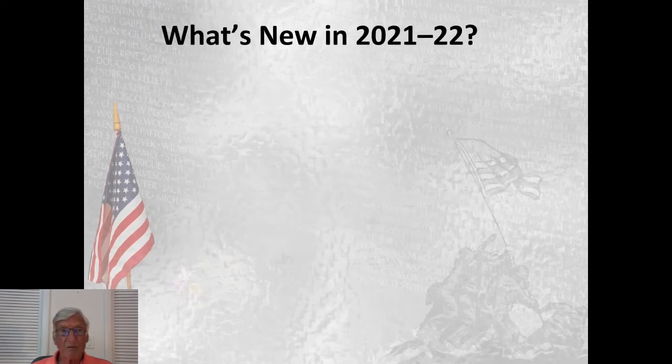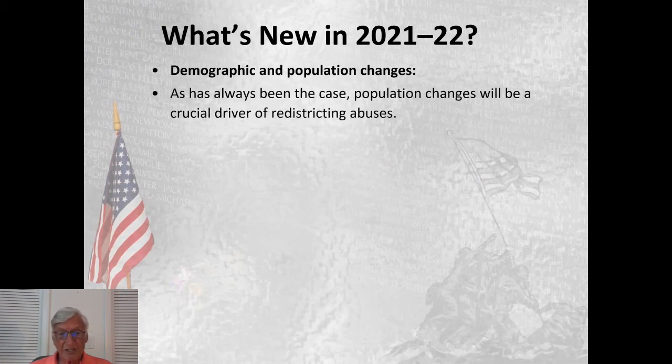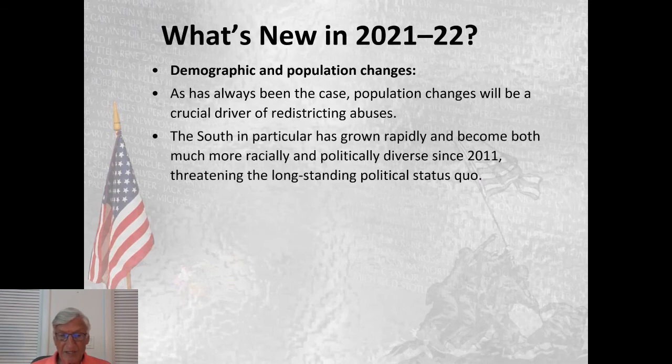They are one of the states that does their elections in an off year. Demographic and population changes. As has always been the case, population changes will be a crucial driver of redistricting abuses. And so we have had tens of millions more Americans appear in the last 10 years. The South, in particular, has grown rapidly and become both much more racially and politically diverse since 2011, threatening the long-standing political status quo.